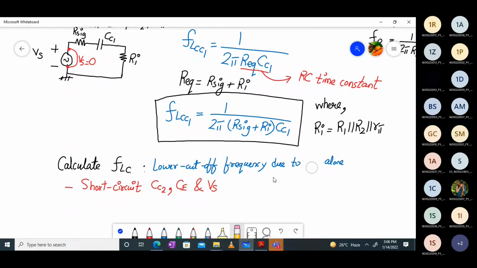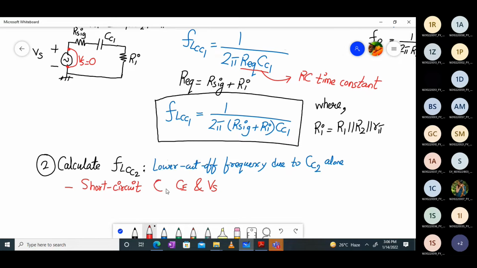Lower cutoff frequency due to FL of CC2. Here I will be having CC1. So please add this thing. This is step number, we are doing the second scenario. Calculate FL of CC2, which is the lower cutoff frequency due to coupling capacitor CC2 alone. Okay. So we short circuit CC1.